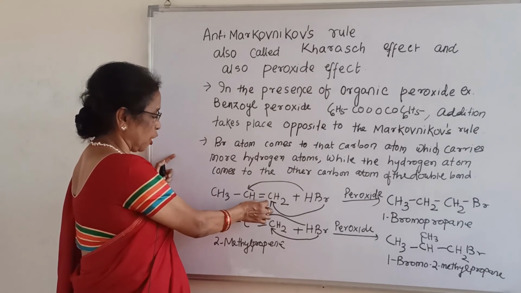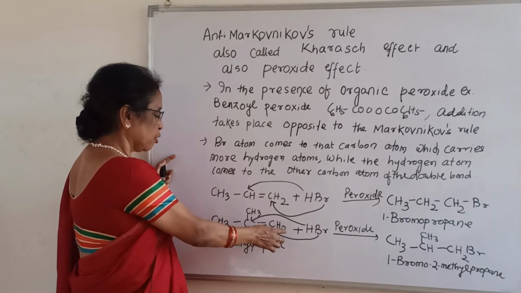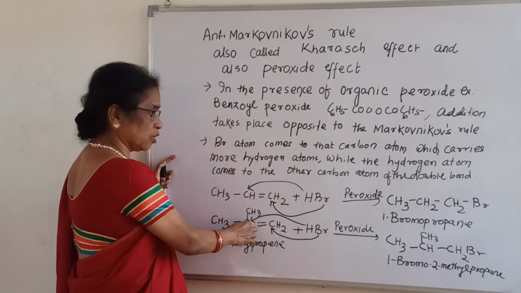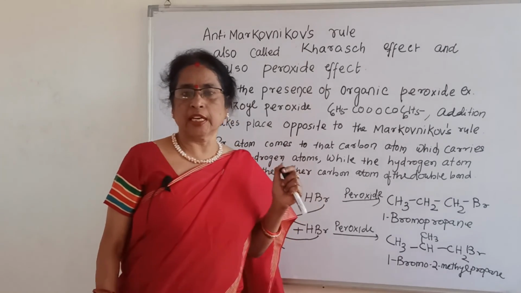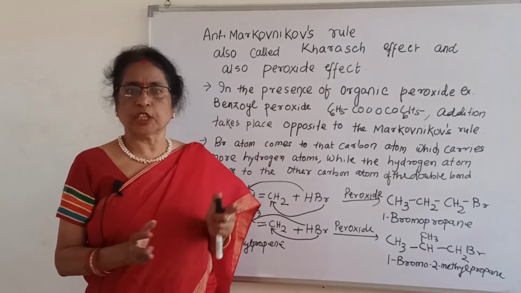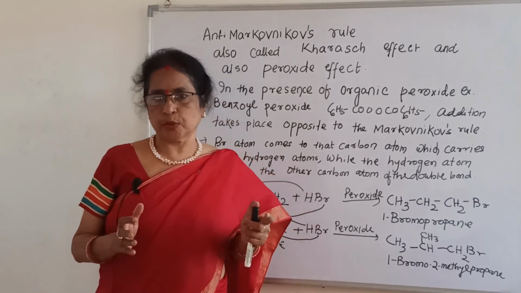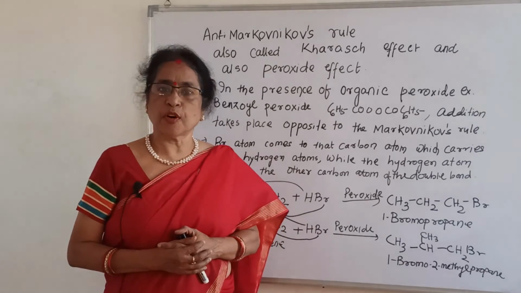This is the double bond. And similarly here also bromine comes to here and hydrogen comes to here. So these are the products. I hope it is clear what is Markovnikov's rule and anti-Markovnikov's rule, and this is very important.